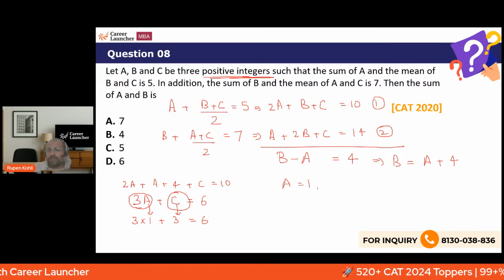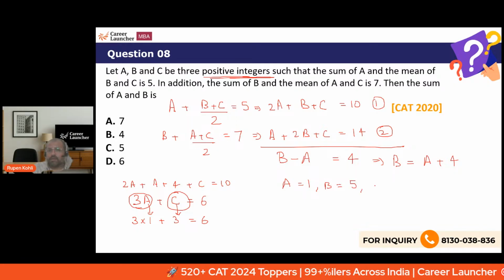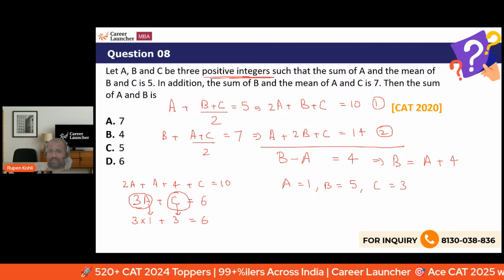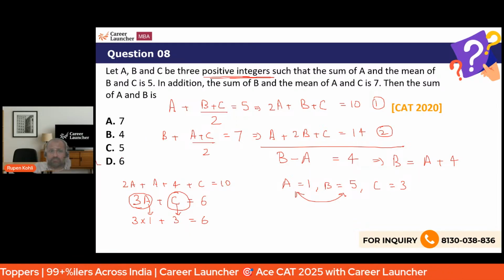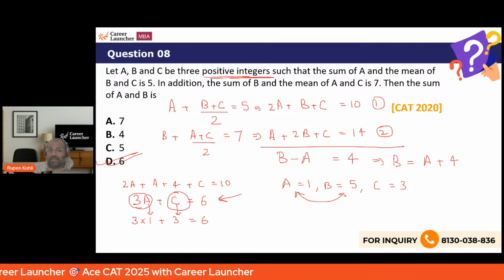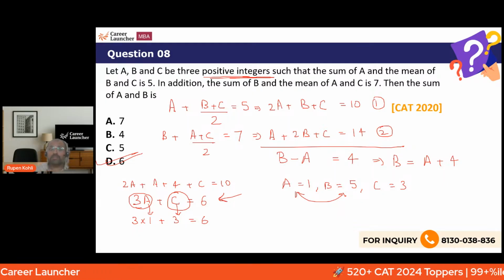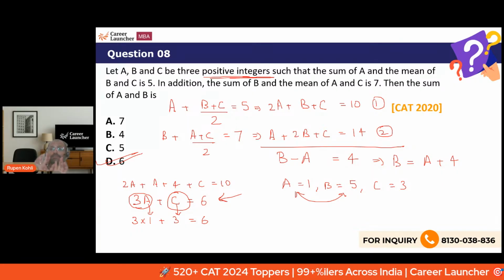So if a is 1, then what is b? A plus 4, which is 5. C is already 3. So what is a plus b? That is what the question is asking. It is 6. That's it. So when you hit this equation, then comes the aha moment. Oh, there's only one positive integer solution to this equation. A can only be 1, c can only be 3.